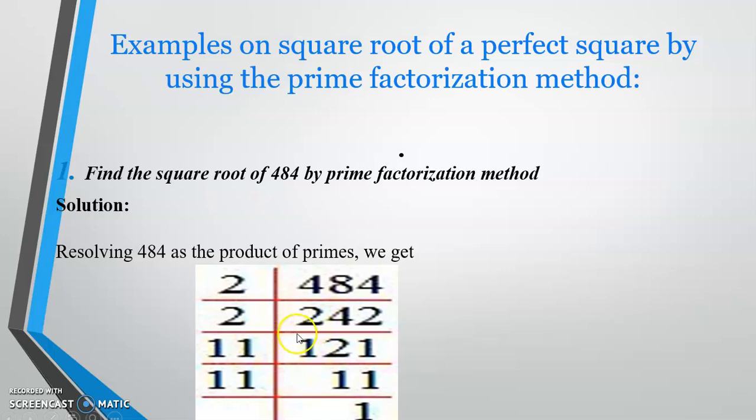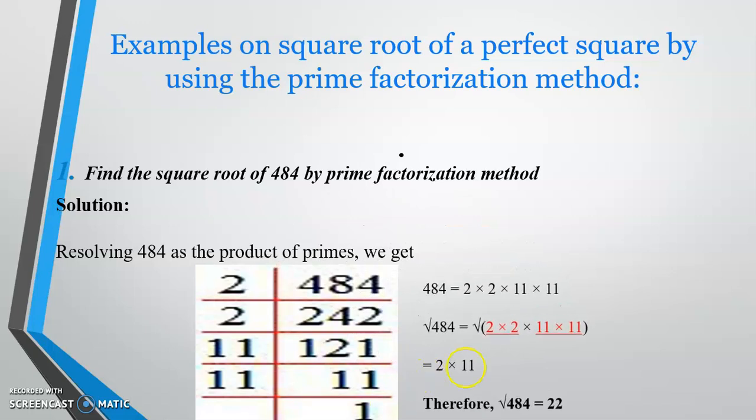So this is 484, 242. And what number can we use to divide 121? That number is 11. The number that can divide 121 is 11 itself. Remember, 11 times 11 is 121, and 11 is a prime number. So 11 divided into 121 is 11, and 11 divided by itself is 1. So what do we get here? 484 is 2 times 2 times 11 times 11.